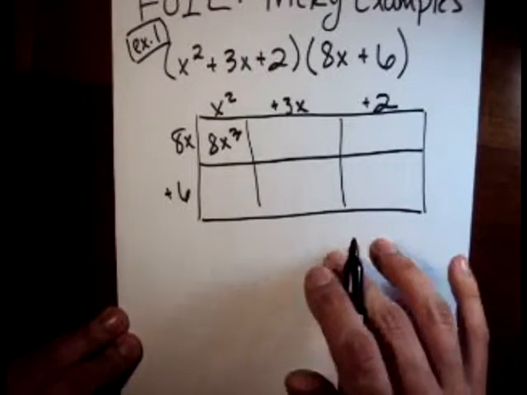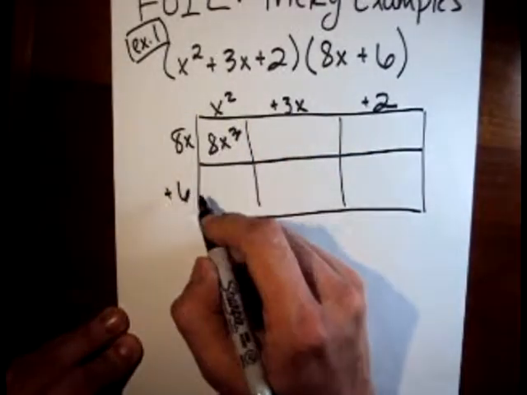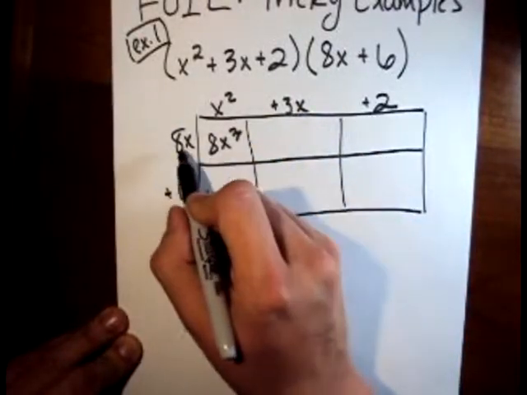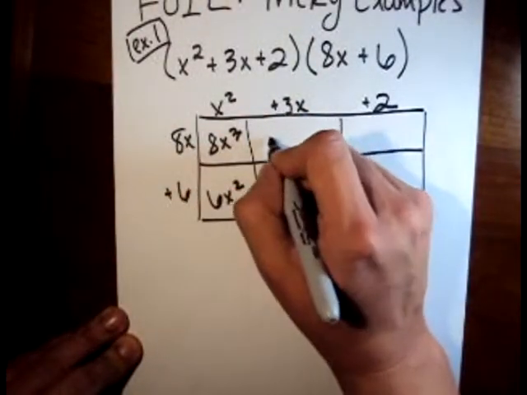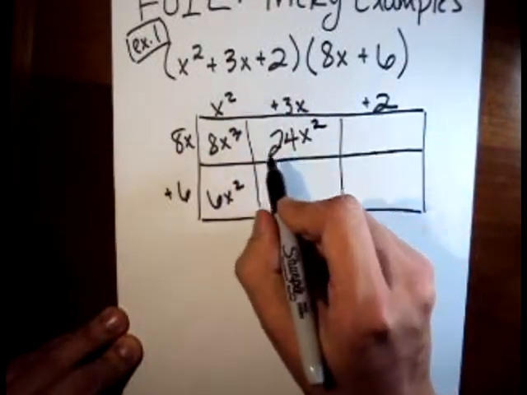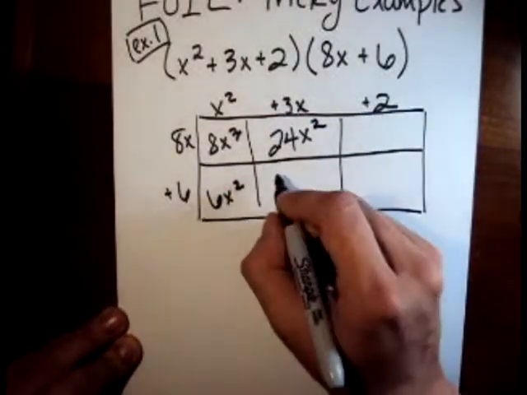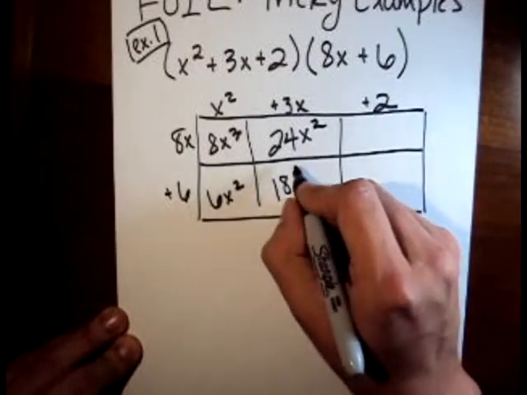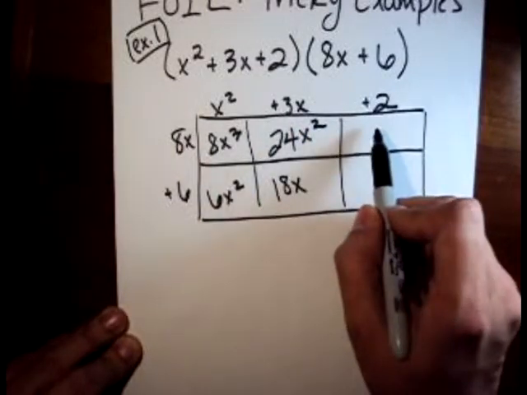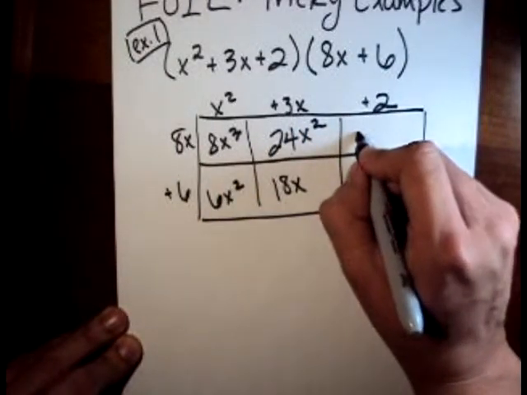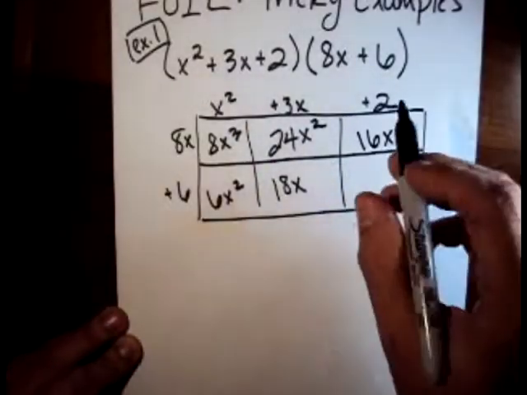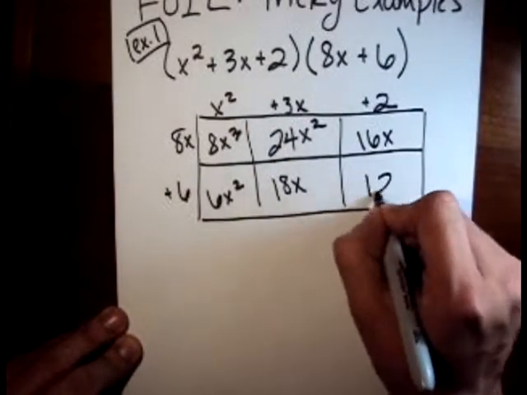Okay, so I got to do my counting here. X squared times 6, that's going to be a 6x squared. 3x times 8x, 8 times 3 is 24. X times x is x squared. Down here we have 3x times 6. That's going to be 18. 6 times 3 is 18. We've just got an x that comes along for the ride. 8x times 2 is going to be 16x. And 6 times 2, our last term, is just 12.